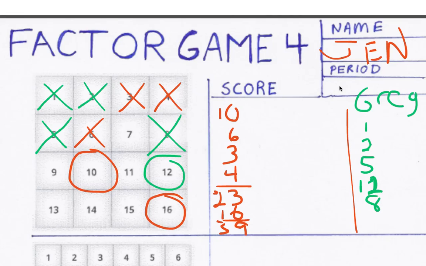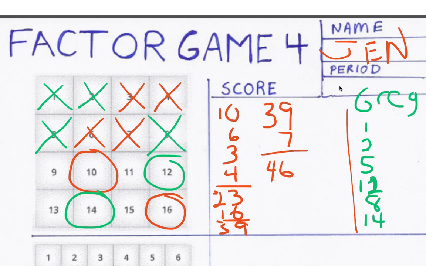So she's got 39, and now Greg is going to make a choice, and he chooses the 14, and Jen gets all the factors remaining of 14. 7 is the only one left, so she adds that to her 39.